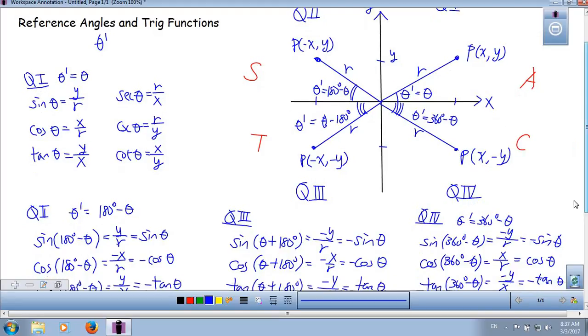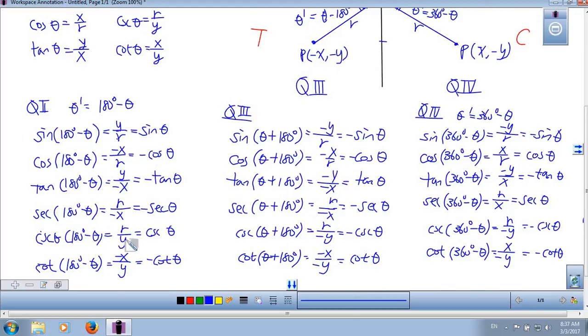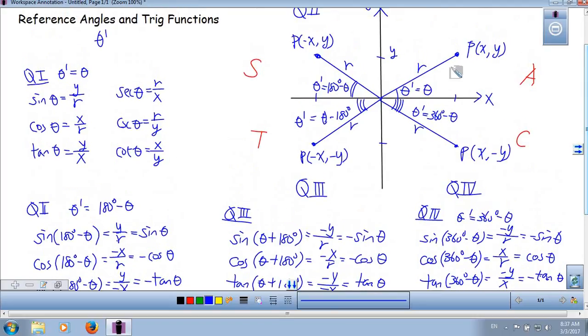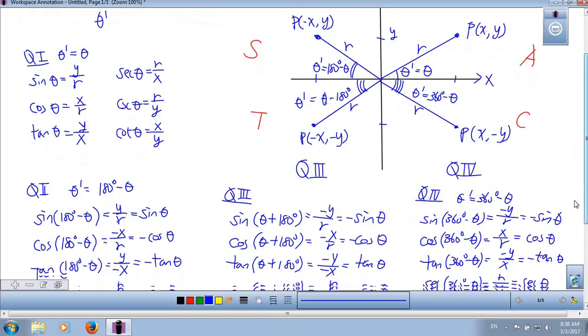However, in quadrant 2, guess what? If you have an angle in quadrant 2, it's related to the reference angle in quadrant 1, but the signs have changed. Well, how do you remember what's positive, what's negative? A, S, T, C. Okay? In quadrant 1, everybody's positive. In quadrant 2, only sine and its reciprocal cosecant are positive. In quadrant 3, only tangent and cotangent are positive. In quadrant 4, only cosine and secant are positive.